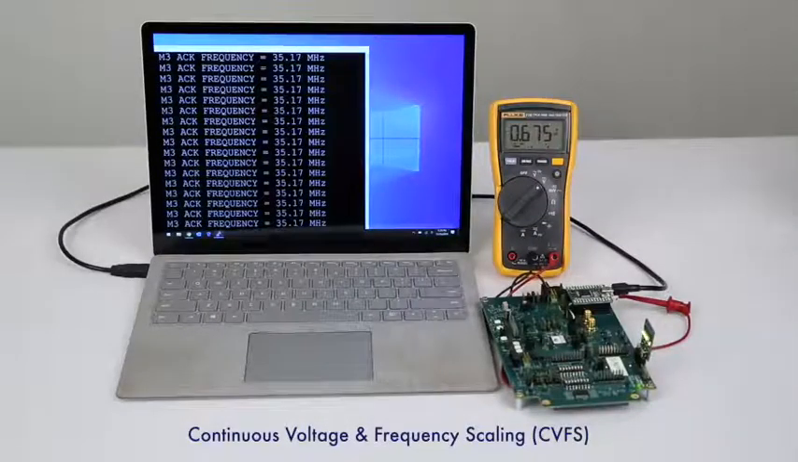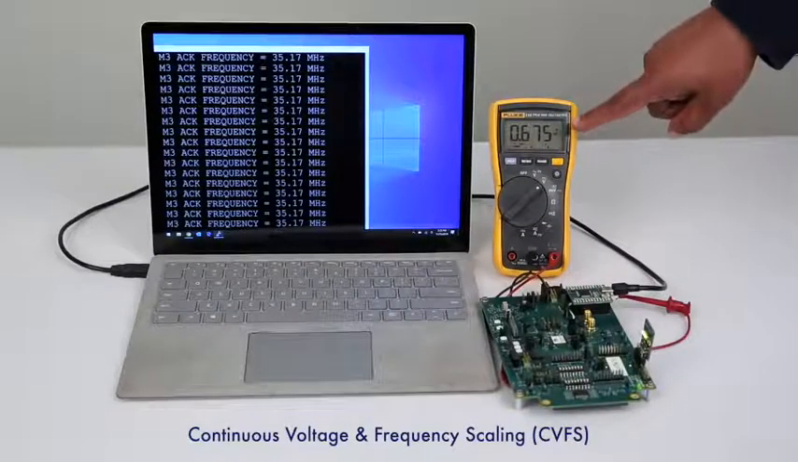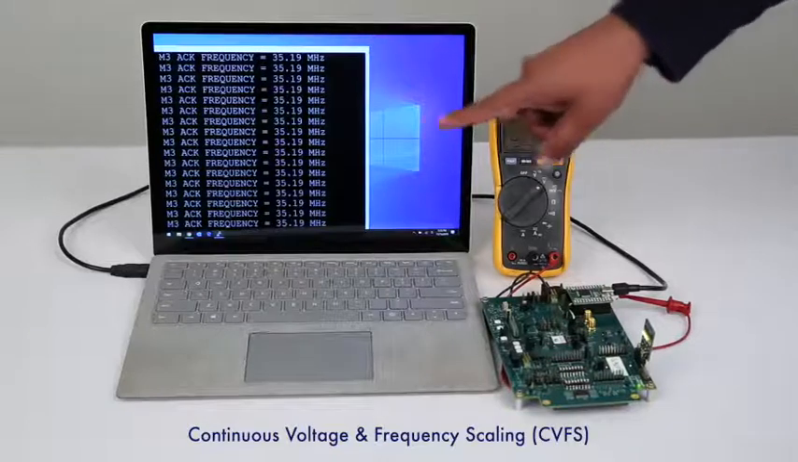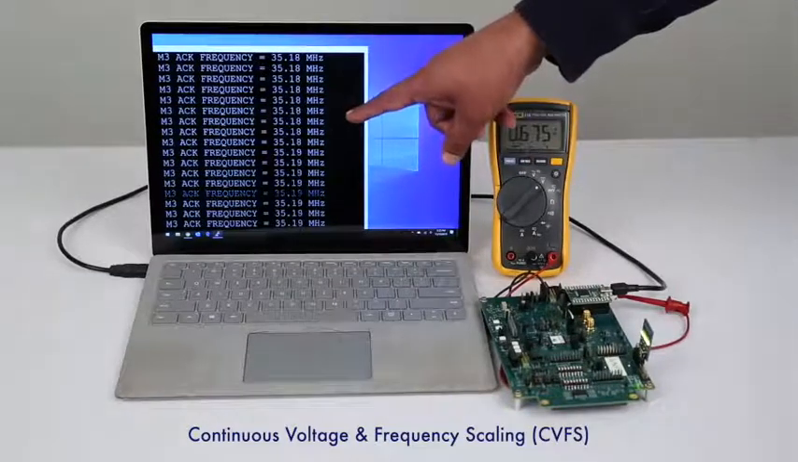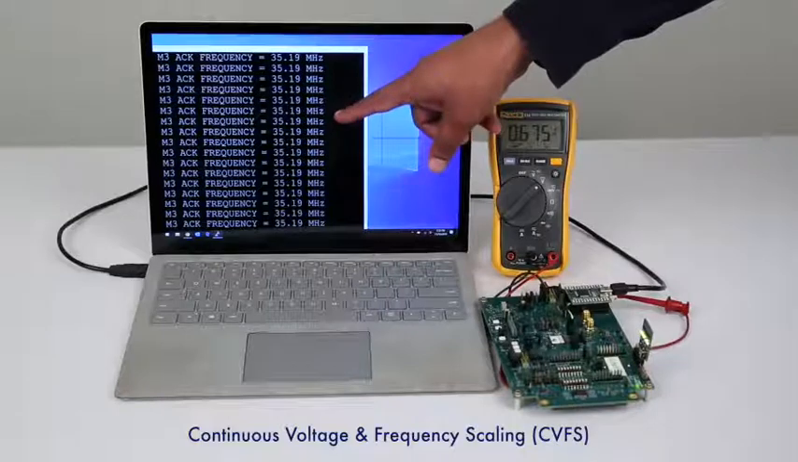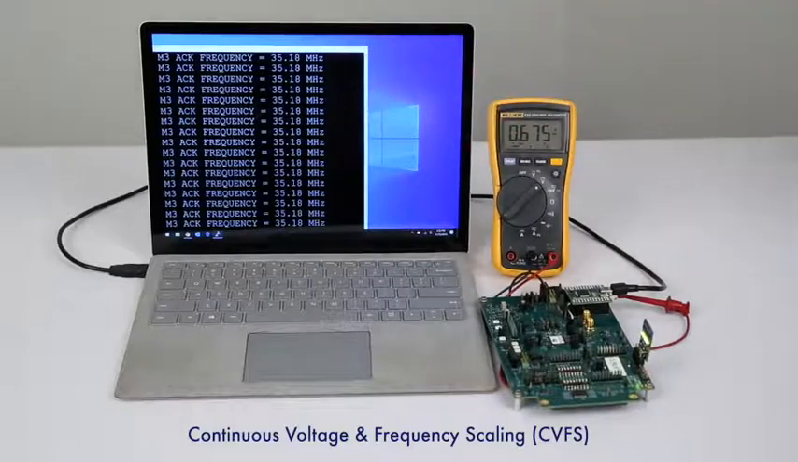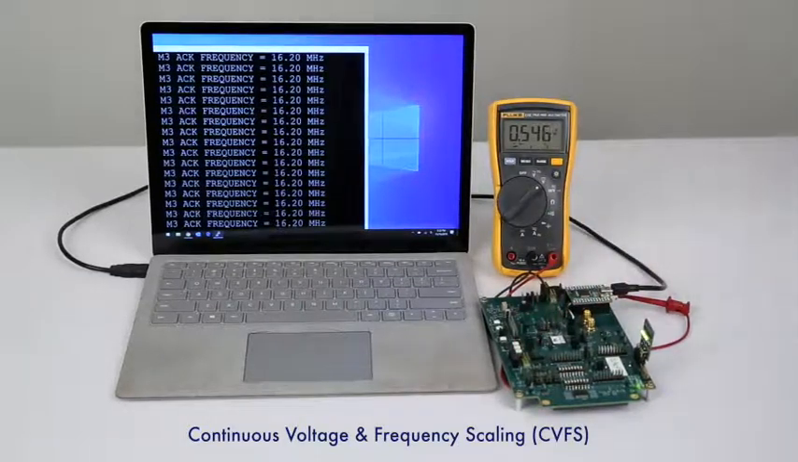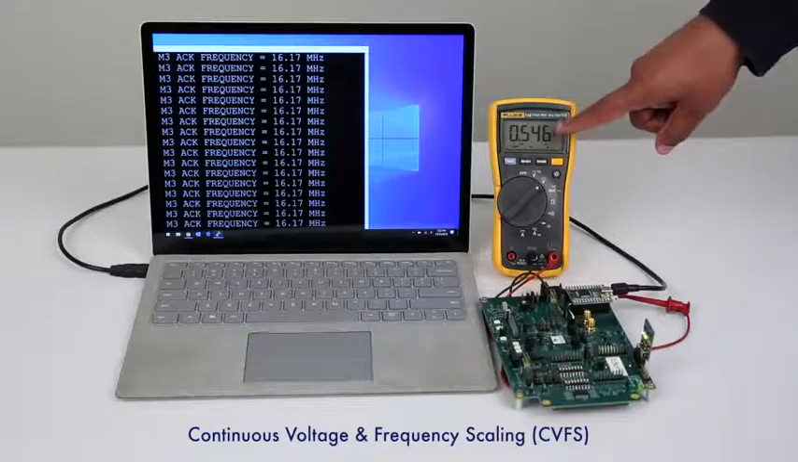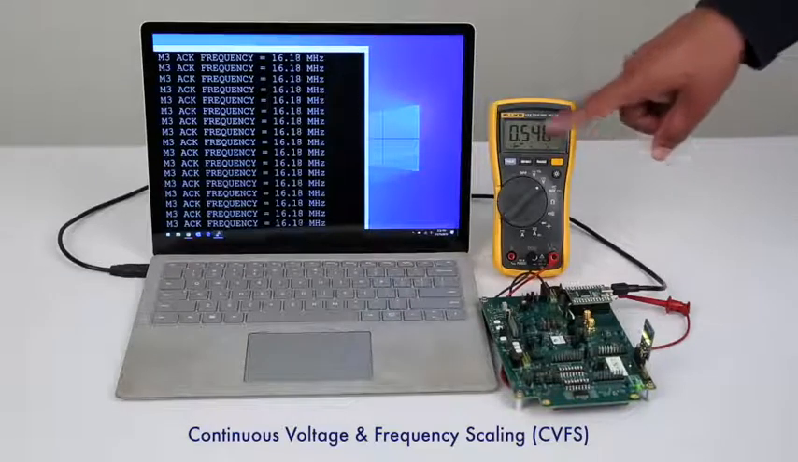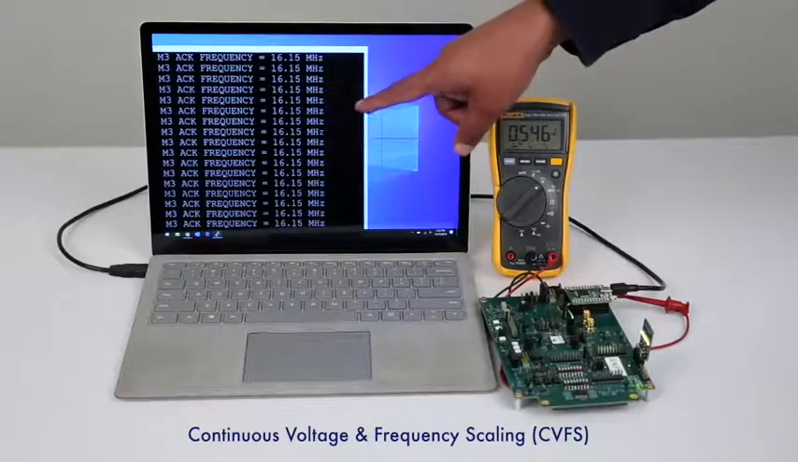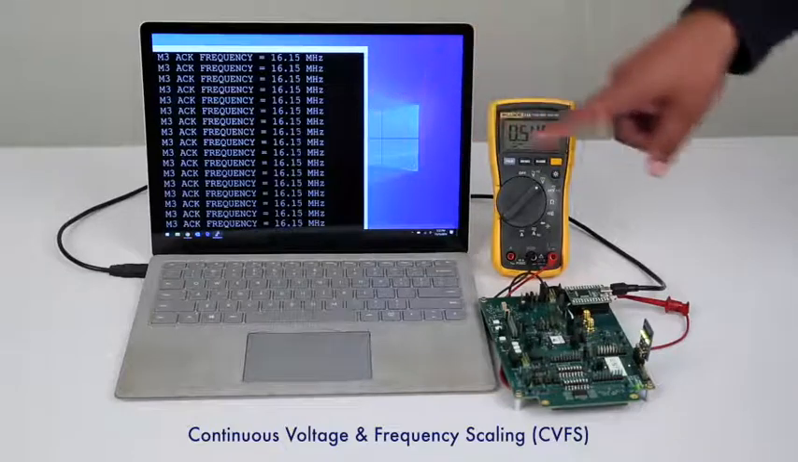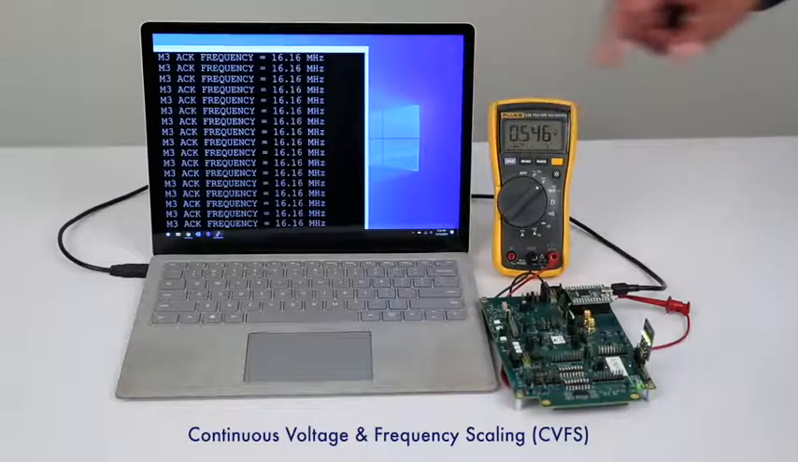We'll start this demonstration out by running the processor at 0.7 volts. And out here you can see the processor running and outputting its frequency to the screen. Next, we'll push a button that'll instruct the processor to drop its supply voltage now to 0.55 volts. I want you to note that the processor is continuing to run perfectly even as the supply voltage changed.